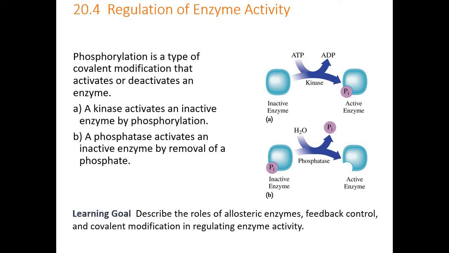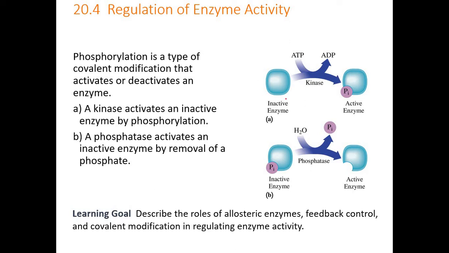Okay? One form of regulation is phosphorylation. There are lots of enzymes that have to be phosphorylated to activate the enzyme. So for example, a kinase enzyme. A kinase is an enzyme used to add a phosphate from ATP. That's an addition of one phosphate. So a kinase activates an inactive enzyme by phosphorylation. This is just one example of regulation of enzyme activity.